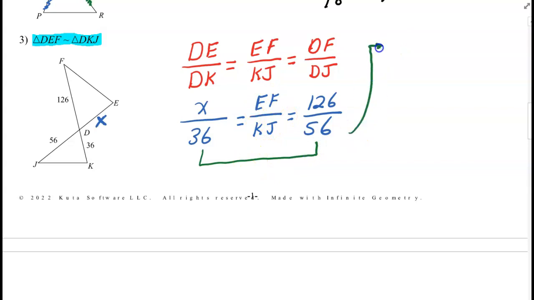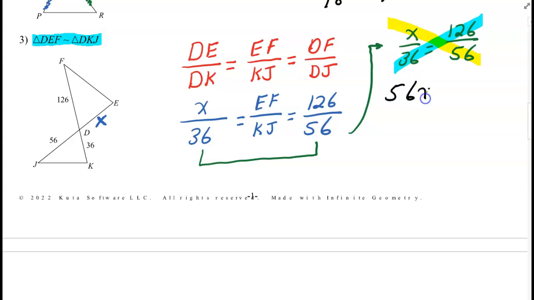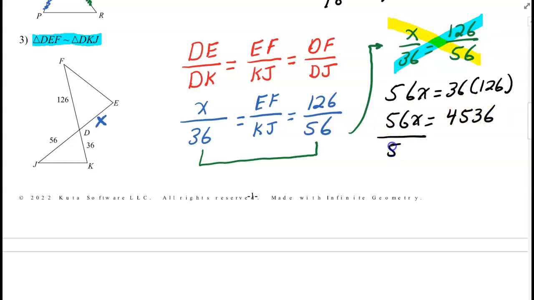So I'm going to come up here and write x over 36 is equal to 126 over 56. And then I'm going to cross multiply like I did in the previous lesson. So 56x is equal to 36 times 126. And when you multiply that, you get 56x is equal to 4,536. Divide by 56, and x is equal to 81.